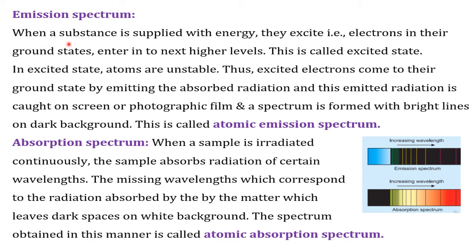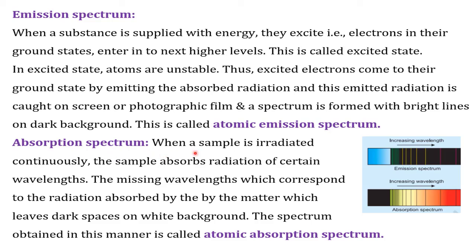Emission spectrum. When a sample of gas or vapor of a substance is supplied with energy, it gets excited. That is, electrons in their ground states enter into the next higher levels. This is called the excited state. In the excited state, atoms are unstable. Thus, excited electrons come to their ground state by emitting the absorbed radiation. This radiation is caught on a screen or photographic film and a spectrum is obtained with bright lines on a dark background. This is called the atomic emission spectrum.